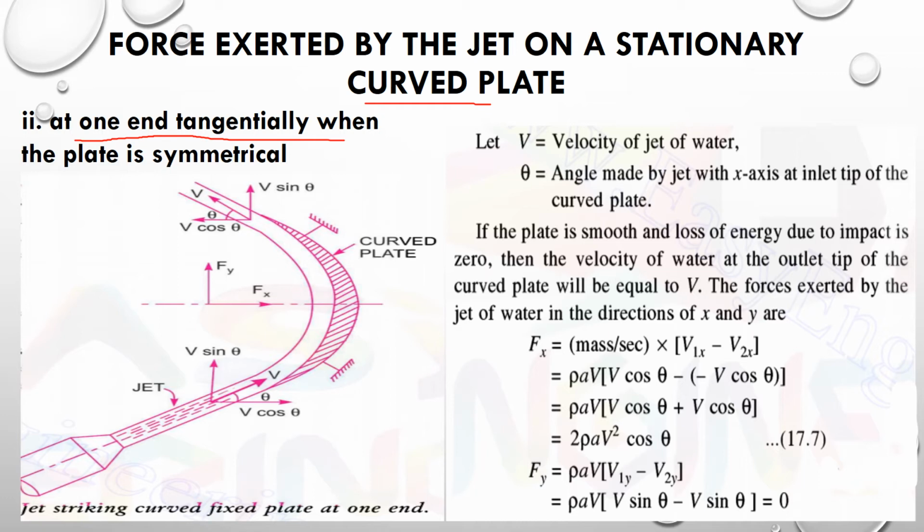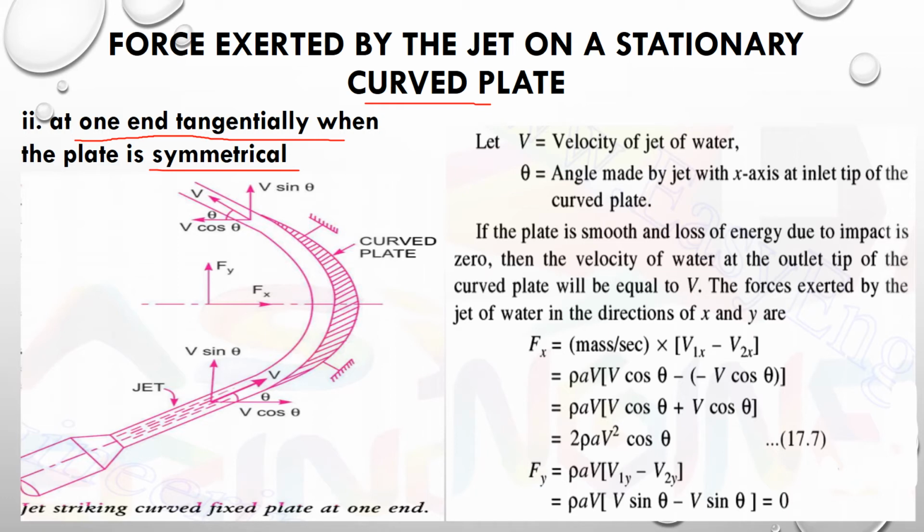So here also the curved plate is smooth, and the angle made by the tangents at two ends of the plates will be the same. That is, initially the jet is striking here, and we have an inlet angle, as well as the jet leaving here, so we will have outlet angles. As the plate is symmetrical, we can say that both of these angles will be the same.